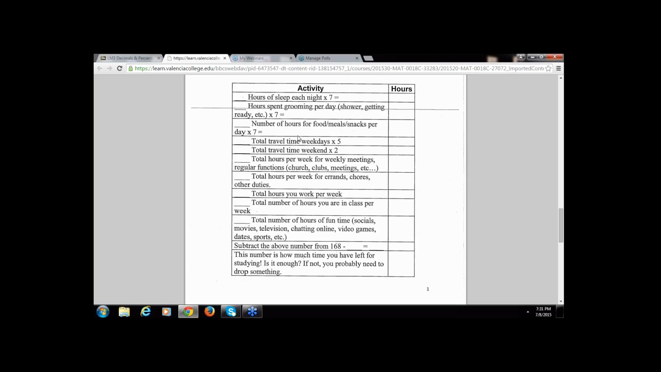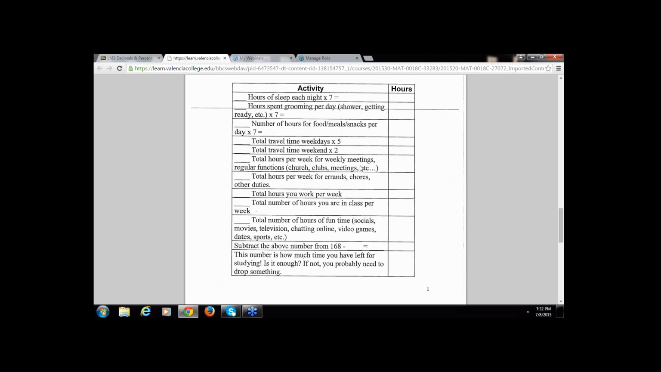It also wants you to figure out your travel time. It's kind of assuming that you do one thing for 5 days a week and something else twice a week. You figure out how many hours a week you're commuting, spending in a car, or on a bus, or riding a bike, or running, or whatever the case may be. Figure out what that is and give me one number for the whole week.